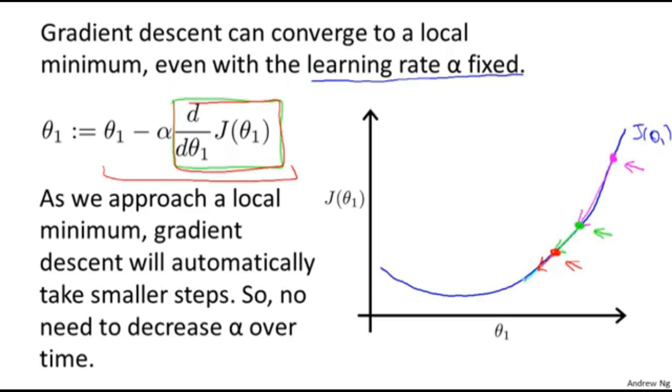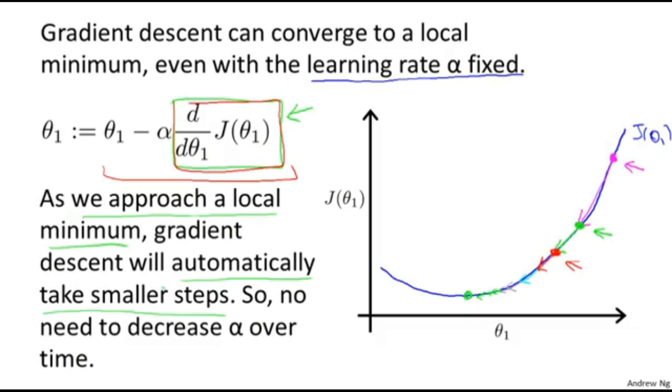And as gradient descent runs, you will automatically take smaller and smaller steps until eventually you're taking very small steps, and you finally converge to the local minimum. So just to recap, in gradient descent, as we approach a local minimum, gradient descent will automatically take smaller steps. And that's because as we approach the local minimum, by definition, the local minimum is when this derivative is equal to 0.